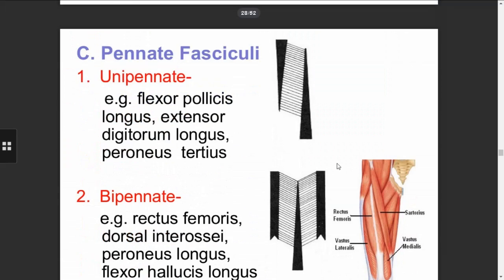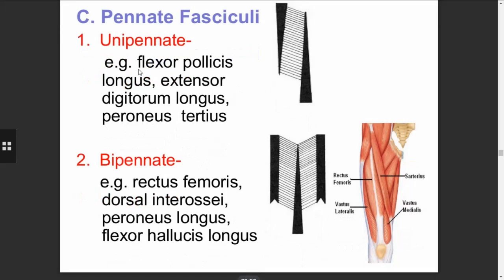Third one is the pennate fasciculi. Pennate fasciculi, unipennate, like this arrangement. These are the muscle fasciculi. Examples are flexor pollicis longus, extensor digitorum longus, and peroneus tertius.